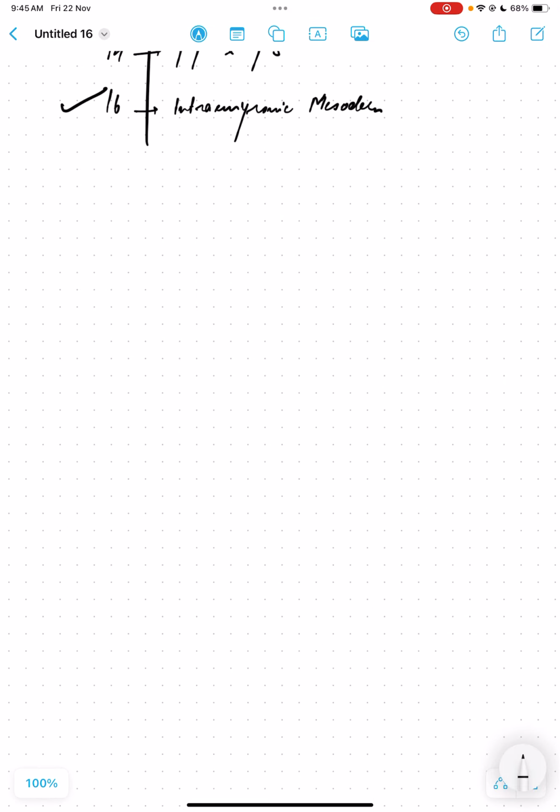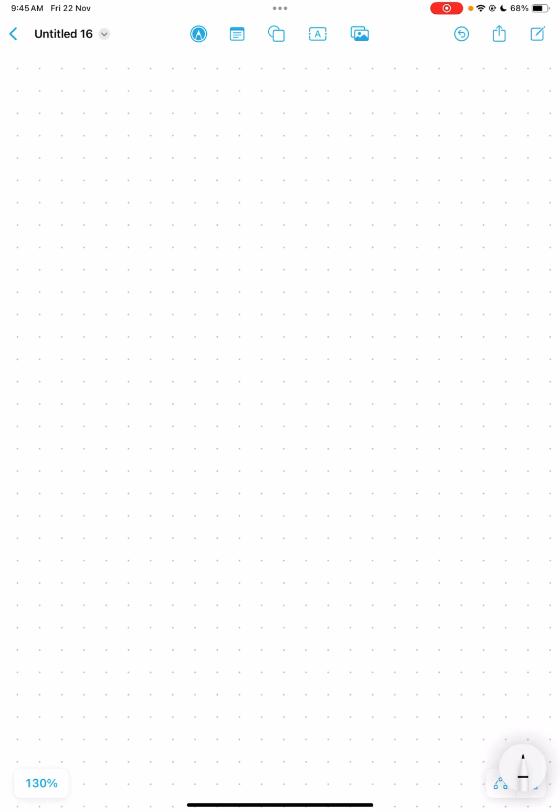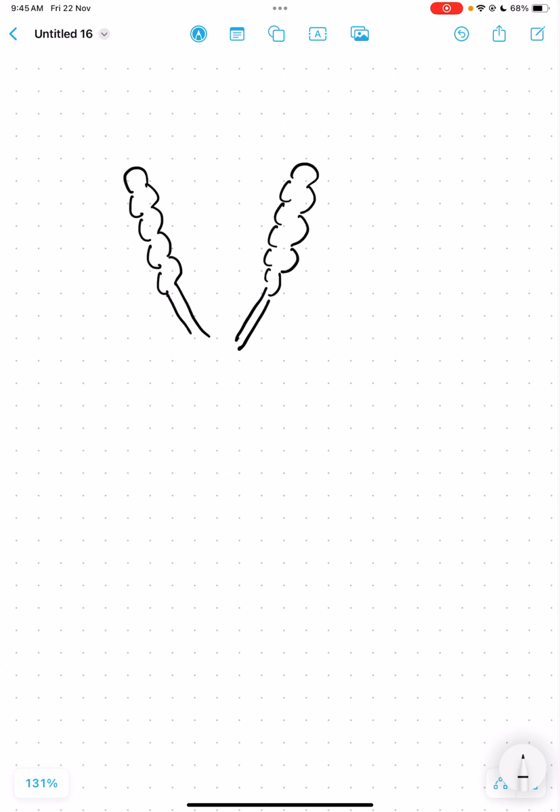So the next most important thing is what are the structures that are derived from our endoderm pouches. I am showing here the diagram. This is a rough diagram. So you have to remember these are the clefts and these are the pouches. Okay.